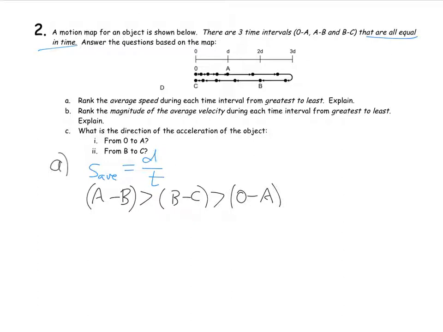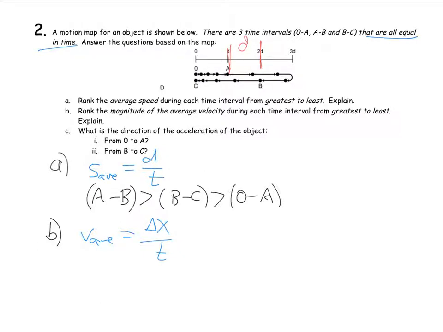Moving on to part B, we're now thinking about the average velocity during that time interval. So instead of being concerned with distance, we now want to think about displacement, which remember is how far we are from where we started. So thinking about my displacement for 0 to A, I start here and end here, so that's a displacement of d. For A to B, I start here, and I actually end here at 2d. So my displacement is really just from here to here, which is simply d.